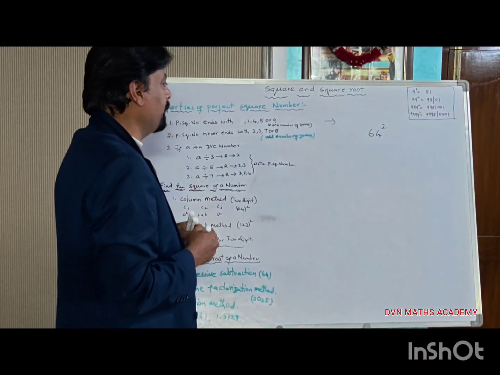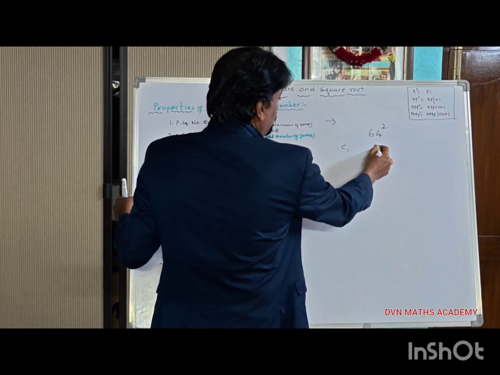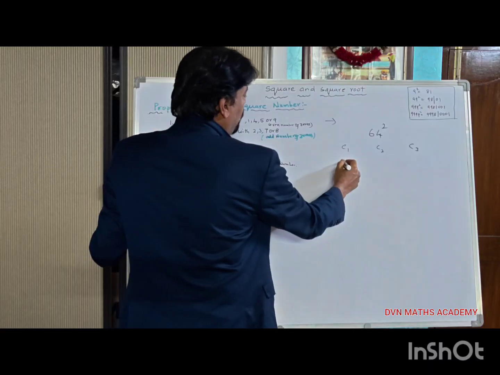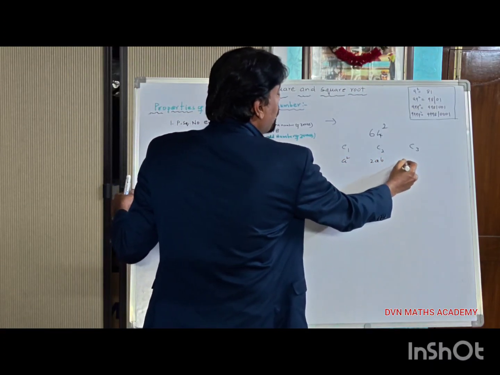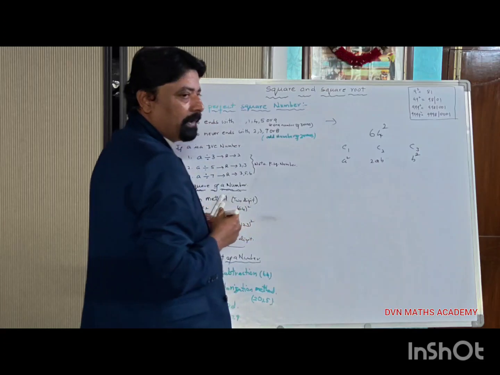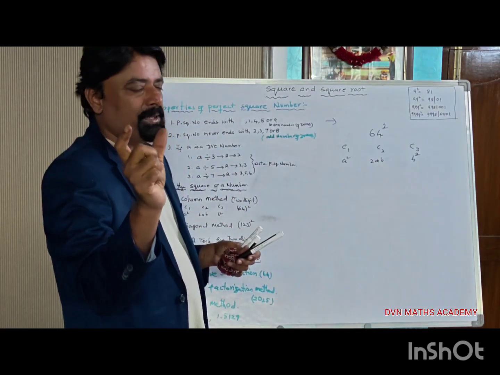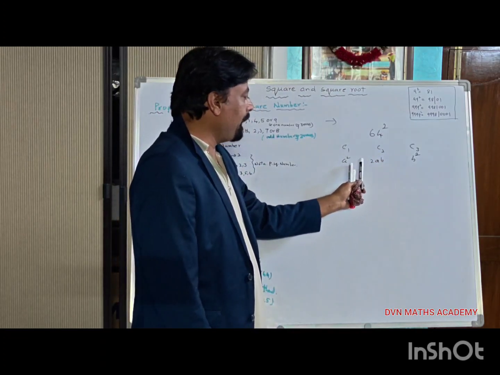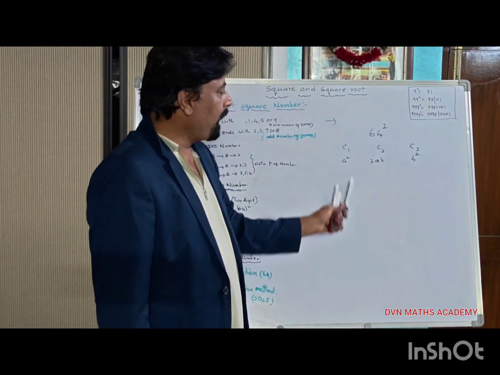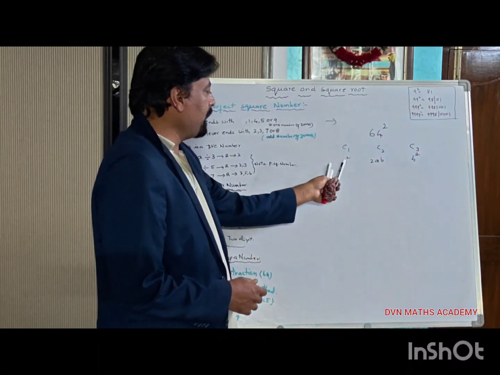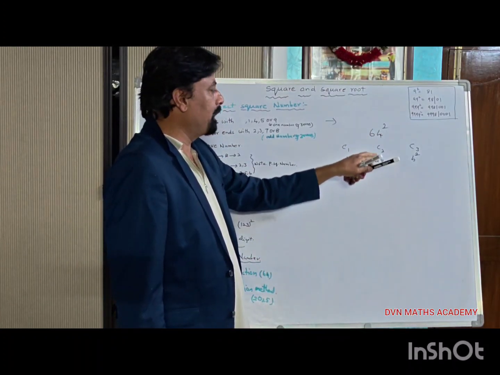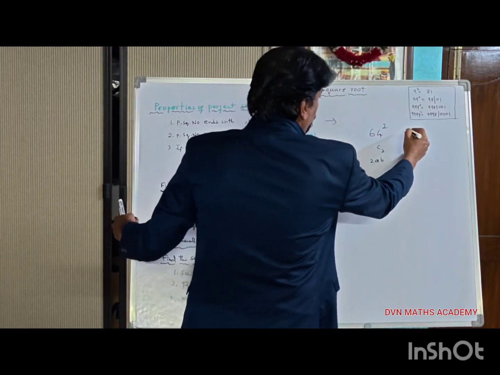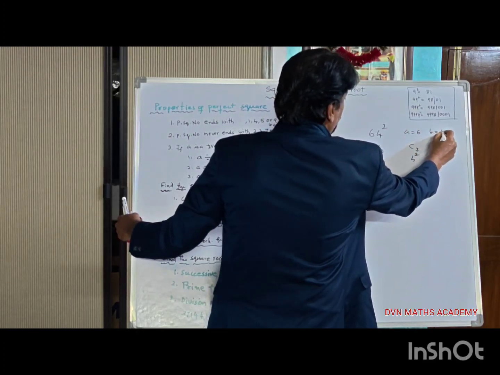But according to the column method, you make three columns, C1, C2 and C3. In column 1 you write A square, in column 2 you write 2AB, and in column 3 you write B square. If you know the (A plus B) whole square, those terms A square, 2AB and B square are what you write in the columns. After writing these three columns, you identify A and B in the given two digit number. The first digit is A, the second is B. So in 64, A is equal to 6 and B is equal to 4.